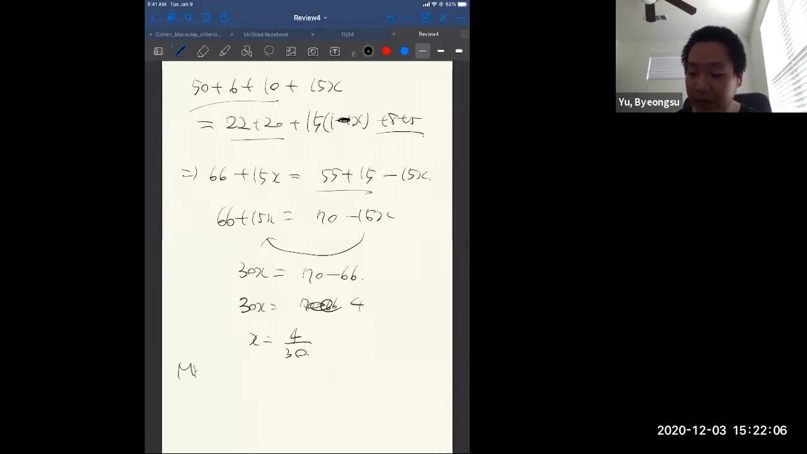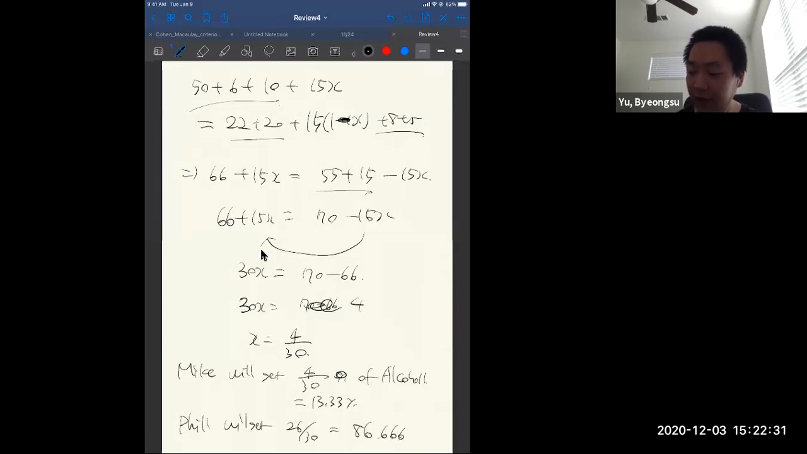So Mike will get, how much is it? It is 13.33% of the alcohol issue, and Pierre will get 26 over 30, which is 86.66% of the alcohol issue, right?